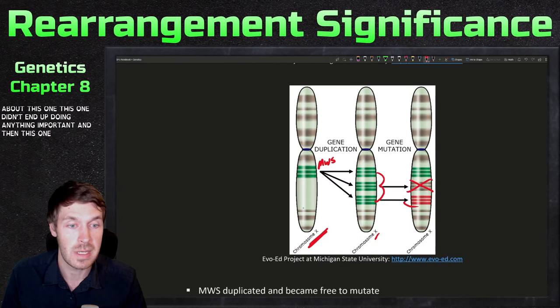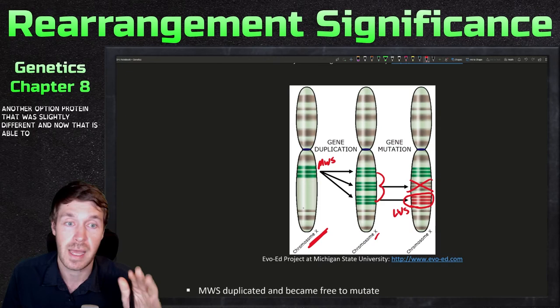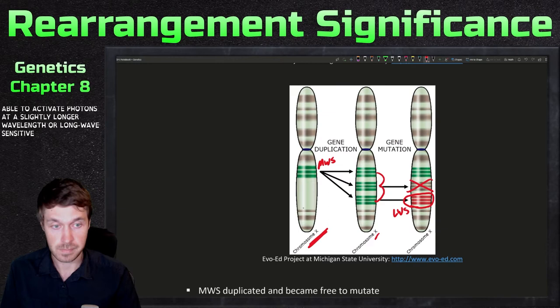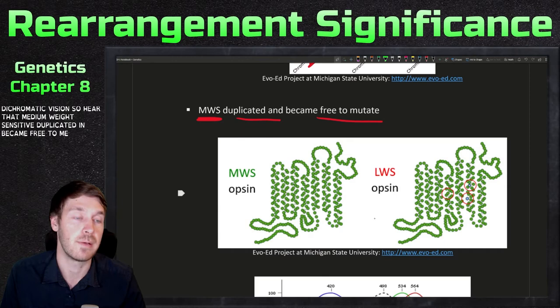And then this one down here got a few mutations in it that let it create another opsin protein that was slightly different. And now that is able to activate photons at a slightly longer wavelength, or long wave sensitive. And because of that, it created dichromatic vision. So here, that medium wave sensitive duplicated and became free to mutate. It wasn't restricted by natural selection or anything like that.